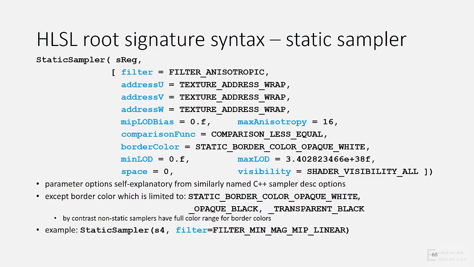Here's an example static sampler declaration defining register slot S4 and assigning the filter to min-mag mip linear and relying on defaults for all the other parameters.